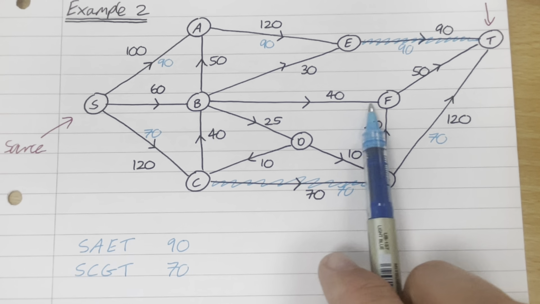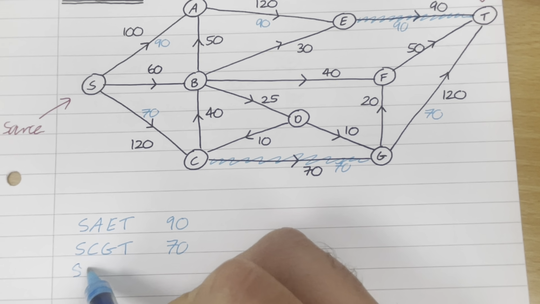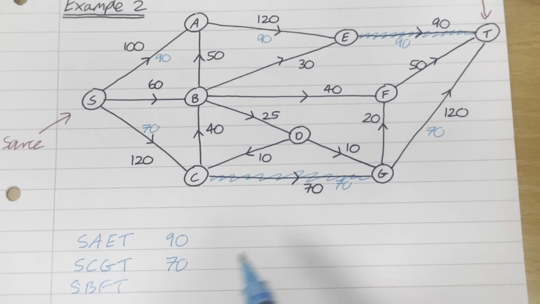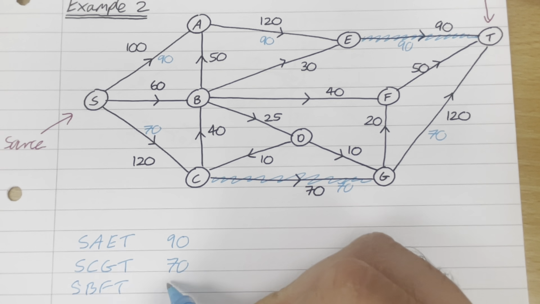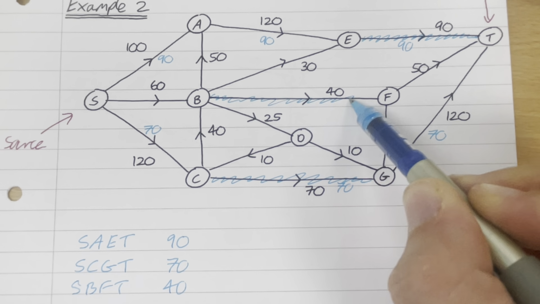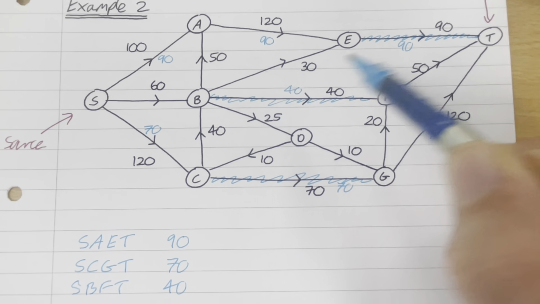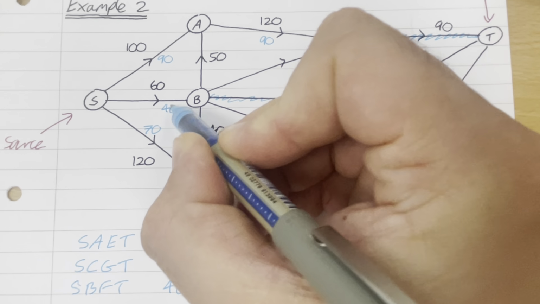So let's just go right through the middle of the network. So SBFT, look at these numbers here, we've got 60, 40 and 50. The smallest of those is 40, so therefore that is going to be the flow I'm going to push through this route. So that's now saturated at 40, that's got 40 through it, and this has got 40 through it.